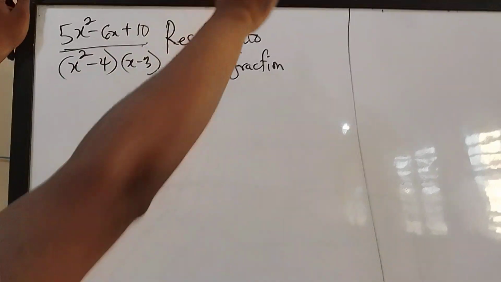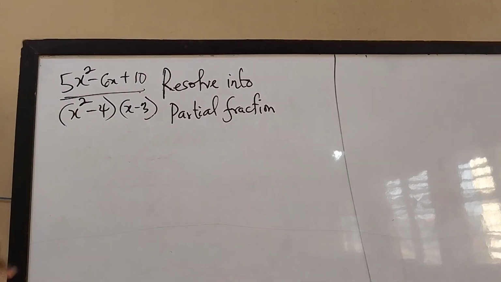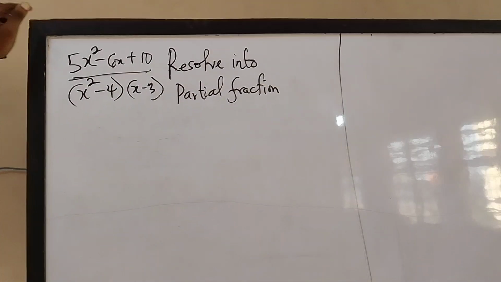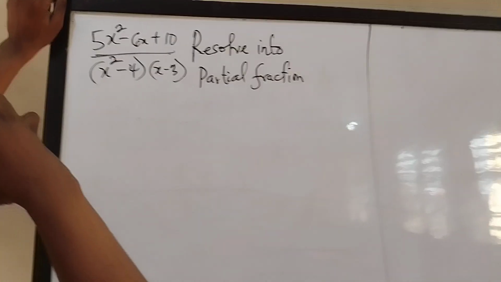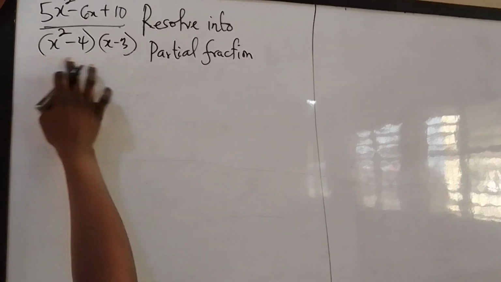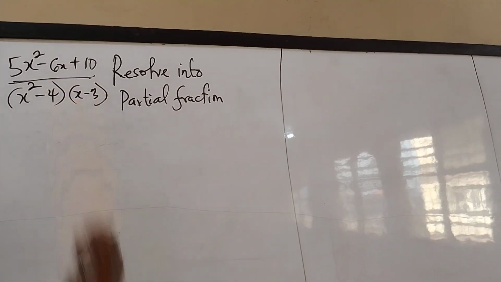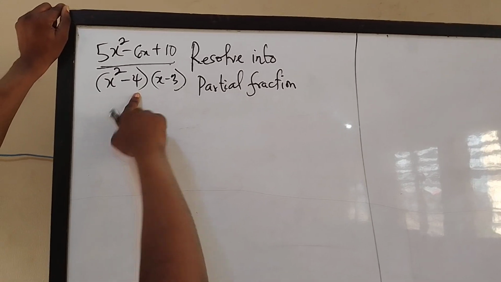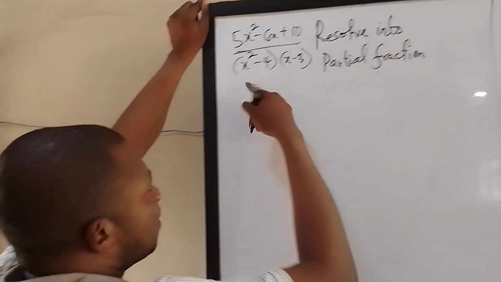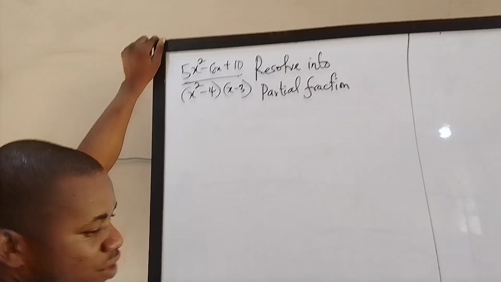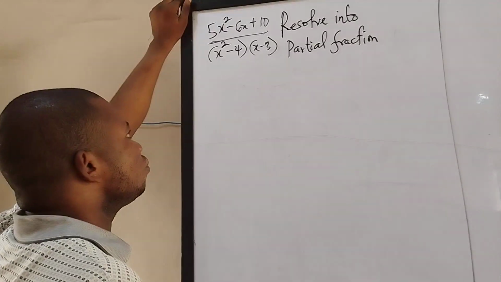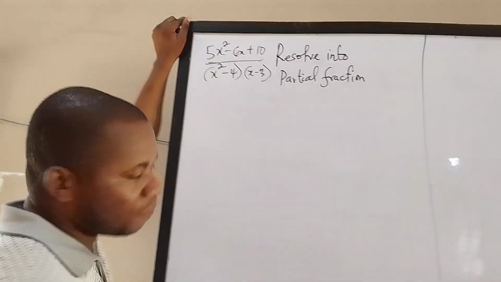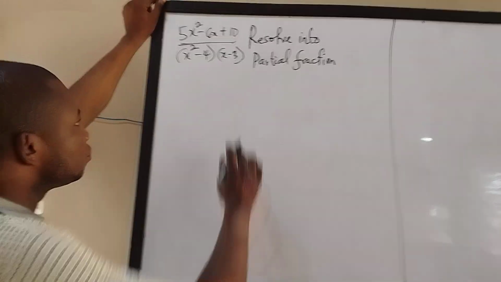We want to resolve more examples on this. Okay? What we have here now, we already have the factors of this fraction, which is x squared minus 4, then x minus 3. X squared minus 4 is a difference of two squares, so you still have to split it before you gain access into resolving this. If not, you're on your own.